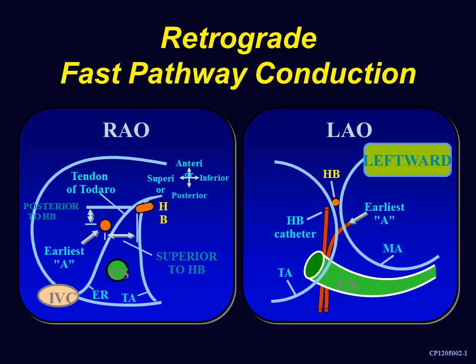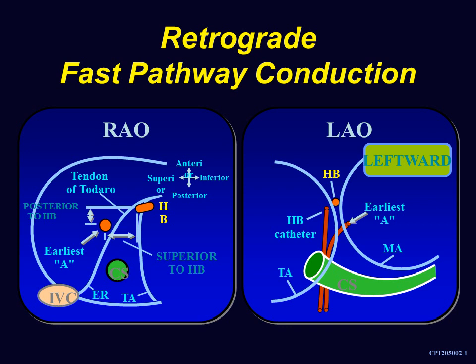An important point to remember is the fast pathway is somewhat superior to the His bundle recording. It is slightly posterior and slightly leftward. So that's where it actually breaks through, because it has to break above the tendon of Todaro, and that would be the easiest location for it to go.